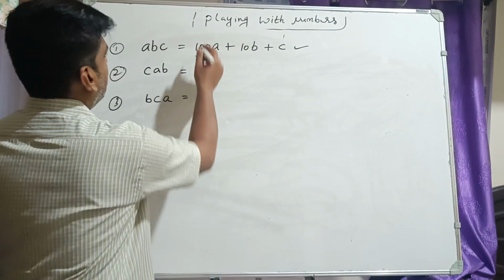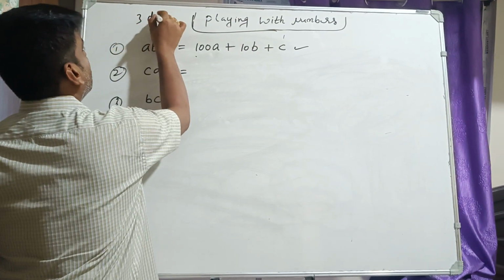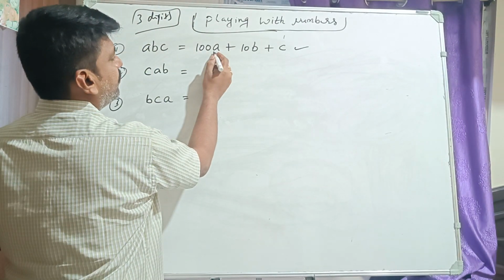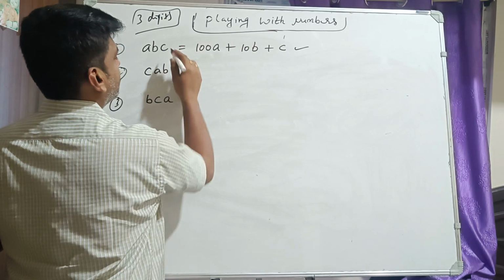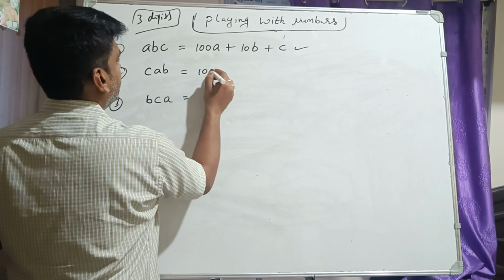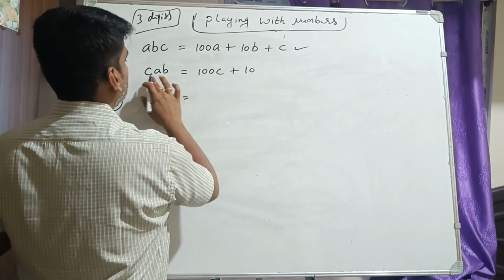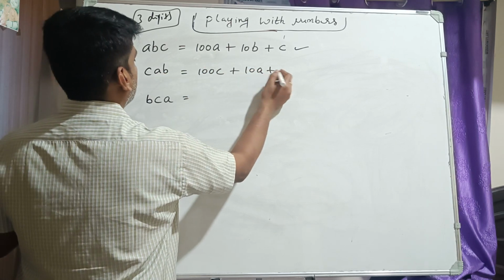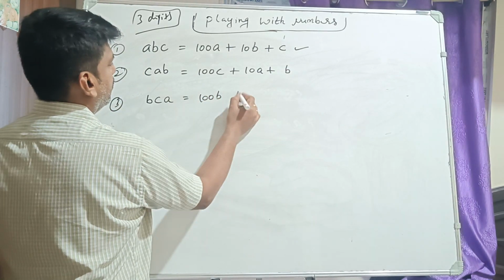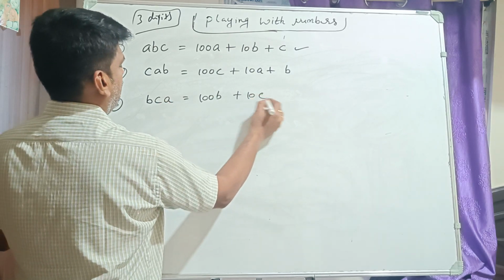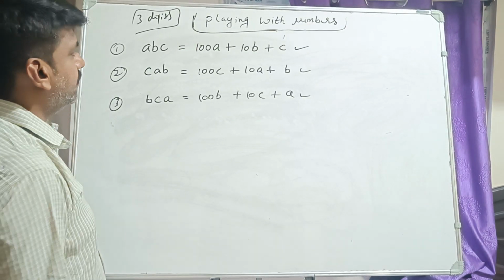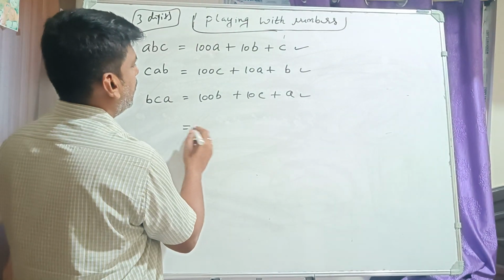Slight correction is there. We are playing with how many digits? 3 digits. So we should take 3 times: ABC as 100A, 10B, and unit is C. Here we started with C, so 100 is C, this is B, and unit is this. And in this case 100 is B, 100 position C. So we should add these 3, right? If we add these 3, what will you get is the question.